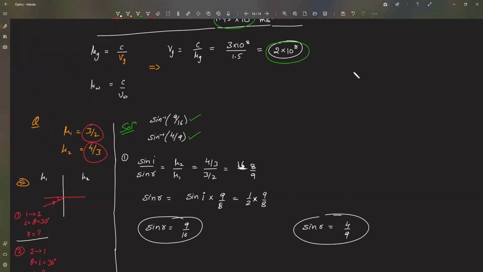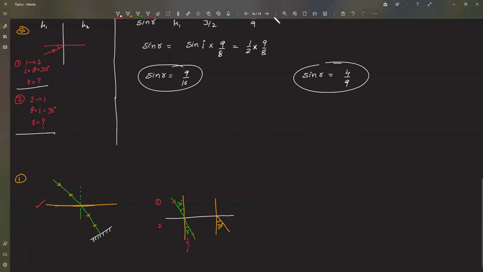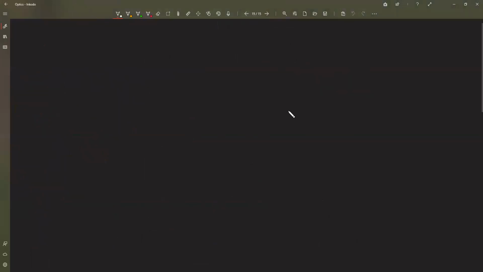So that was about refraction at a plane surface. Now let's see a problem on multiple mediums. Not apparent depth actually, but multiple mediums. Let's see a question based on that.